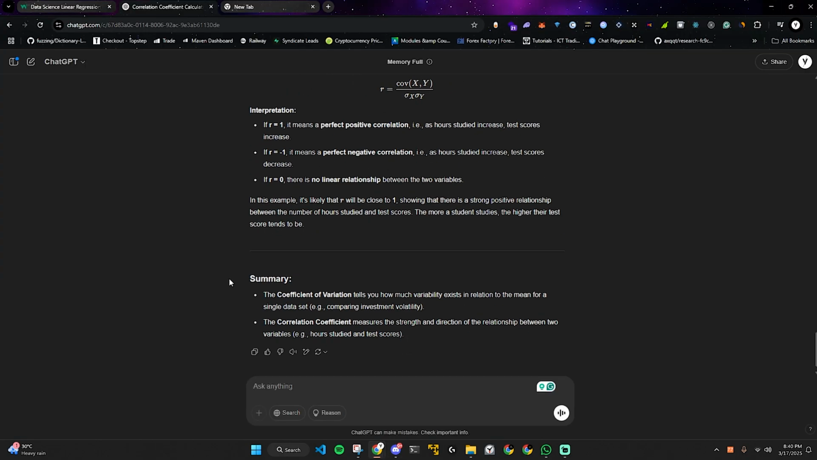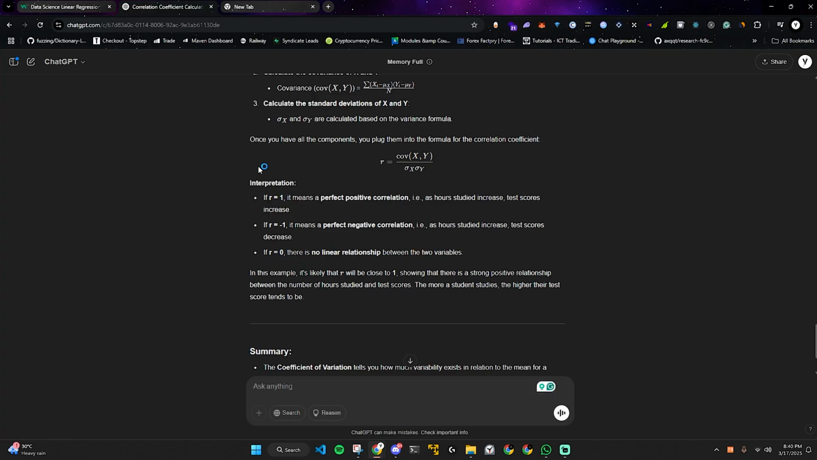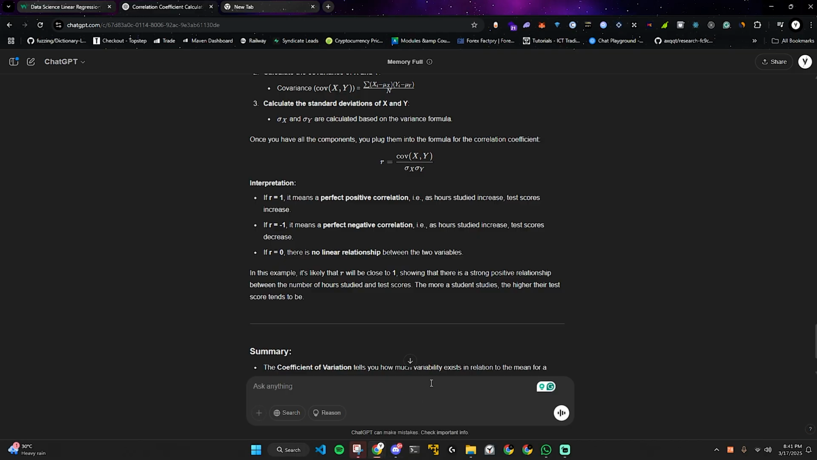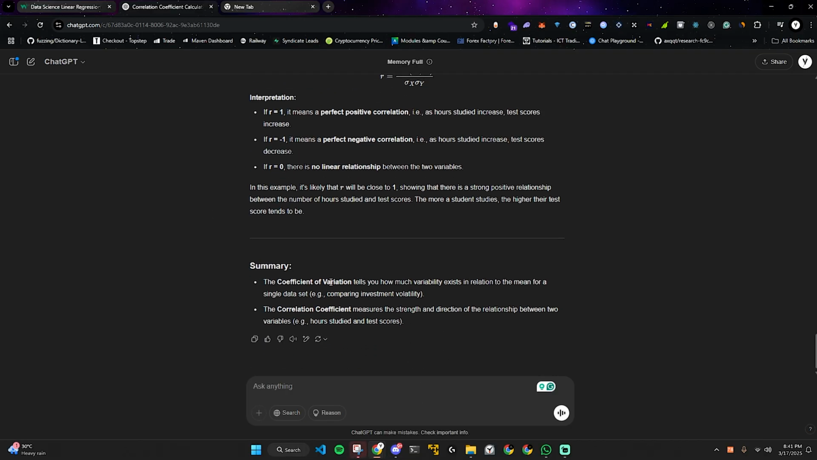Okay, so let me get the example from here as well. Let me grab this real quick, and let's paste this here. Boom. Okay, so once we have the coefficient of variation, it tells you how much variability exists in relation to the mean, and correlation.